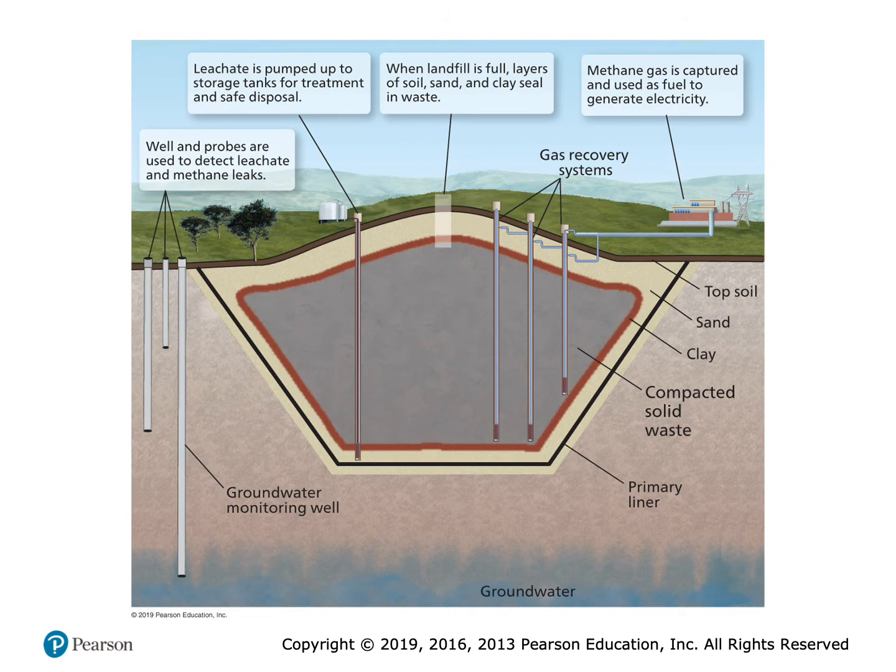So this is a look at a sanitary landfill. You can see how the clay surrounds the outside to prevent anything from leaking through, and then you have the compacted solid waste. You have the gas recovery system shown there to capture methane gas to generate electricity. And again, when the landfill is full, layers of soil, sand, and clay seal in the waste. And you can also see here how wells and probes are used to detect any leachate and methane leaks. And leachate is regularly pumped up to storage tanks for treatment and safe disposal. So this is what a sanitary landfill looks like, where most of our trash is going when it gets picked up on the side of your street.